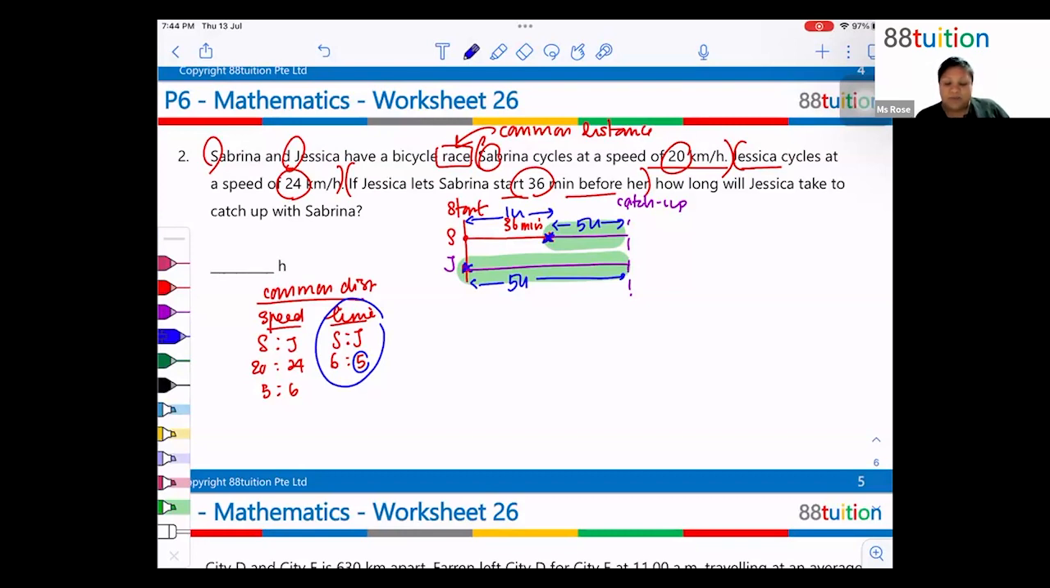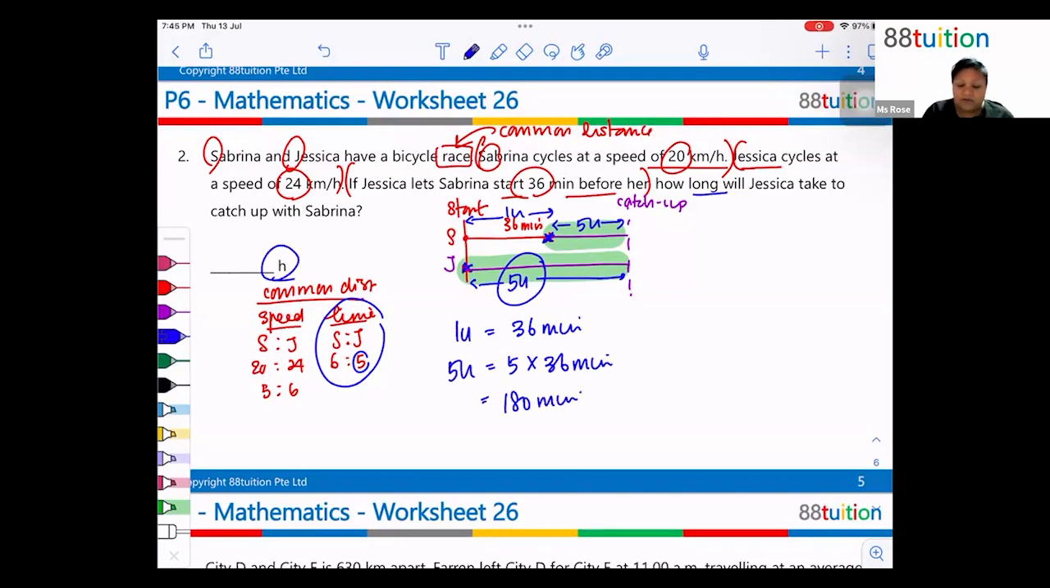Now with this, the question says, how long would Jessica take to catch up with Sabrina? How long would Jessica take? Jessica took 5 units. Since we know that 1 unit is equal to 36 minutes, that means 5 units will be 5 times 36 minutes to give me 180 minutes. But because your answer is in hours, this 180 minutes is equal to 3 hours.